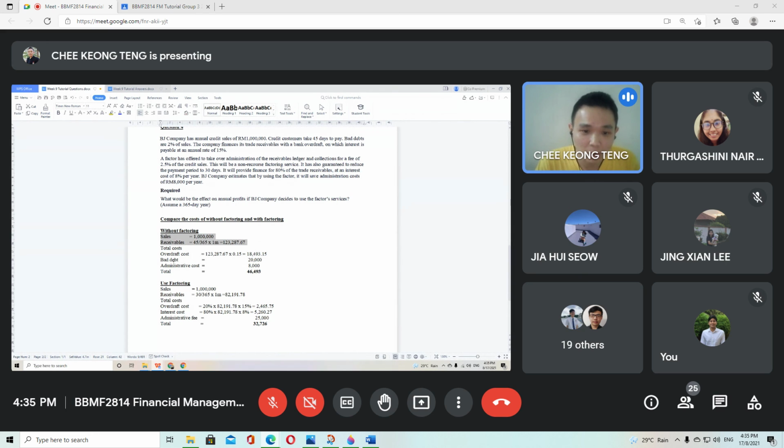Then you calculate all the total costs, depending on the question. Then you'll be able to get the answer, and you compare which one is lower. Then that one is the better one. Okay?